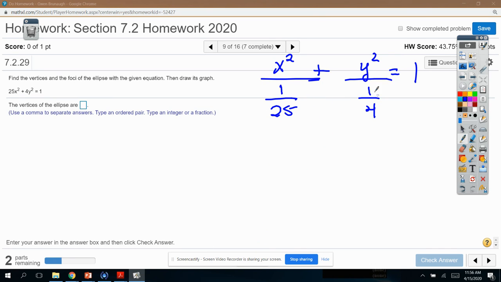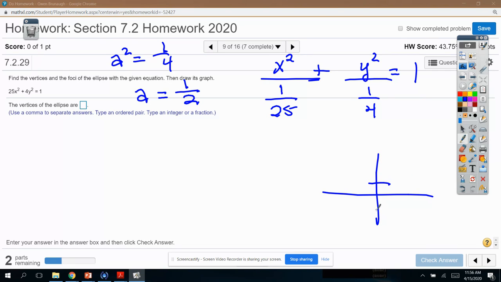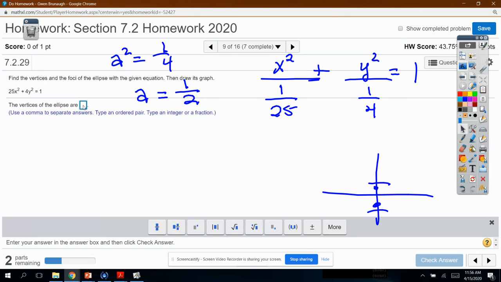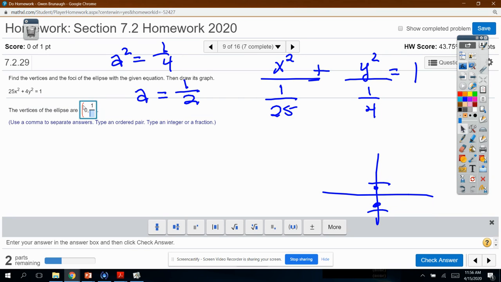So then the question is, which number is bigger? Well, the number that's bigger is 1/4. So a squared is 1/4, square root both, and you get 1/2 for a in the y direction. So I'm just going to go up a half and down a half. It's going to be this baby ellipse. So I'm going to go up a half and down a half. So 0, 1/2, 0, -1/2.